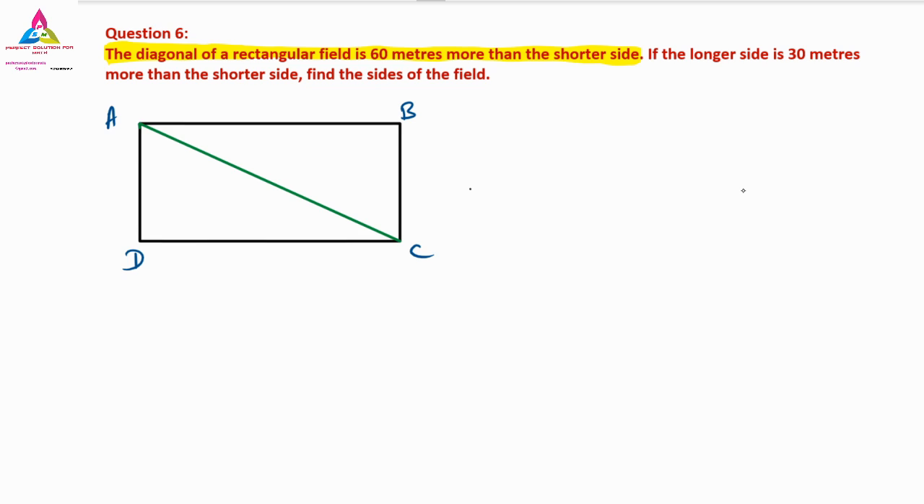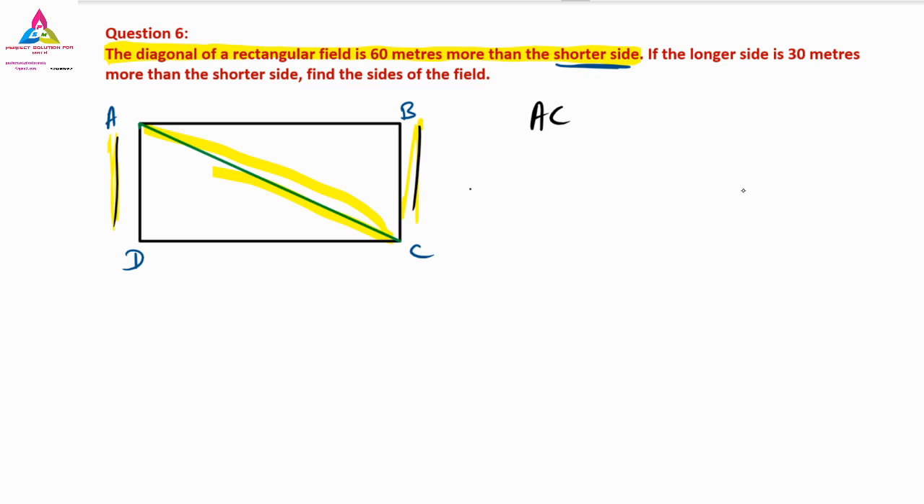Here, what is being compared with what? In the first statement, the diagonal of a rectangular field is 60 meters more than the shorter side. The shorter side refers to BC or AD, because both are equal. So you are comparing the diagonal AC with BC or AD. Understood? Any doubt?